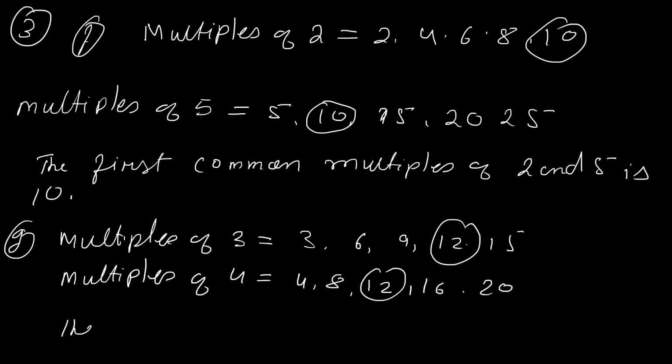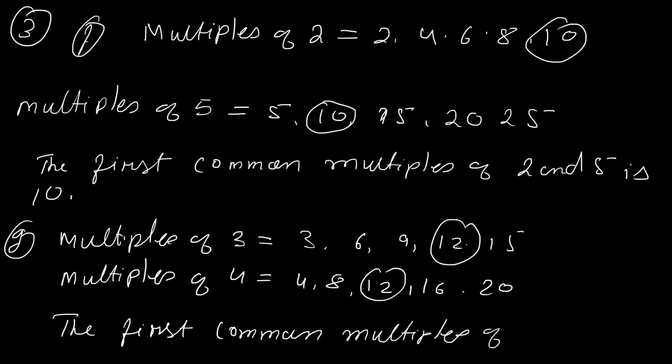So the first common multiple of 3 and 4 is 12. Done. Very, very easy. Got it? We just need to find out here the LCM, which means least common multiple. Got it? Next.